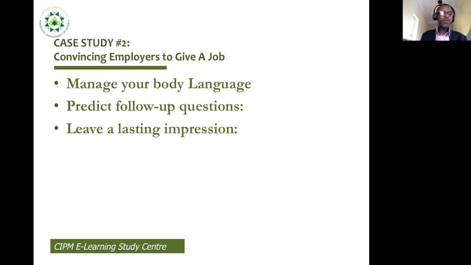I said put your best foot forward when you start, but also leave a lasting impression. Be courteous. Be personable. And don't be tense as much as possible. Be clear. Be audible and enunciate your words very well. Enunciation, that is your pronunciation. Don't make it jumbled. Be very clear as much as you can. These are some of the things you can do in an interview case study. A case study about convincing employers to give you a job.